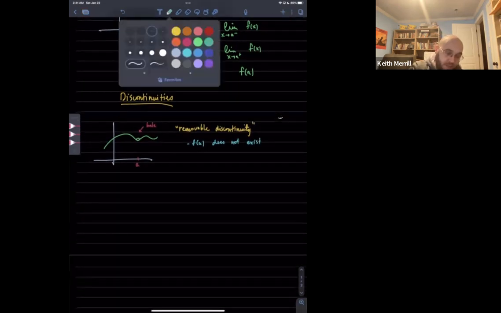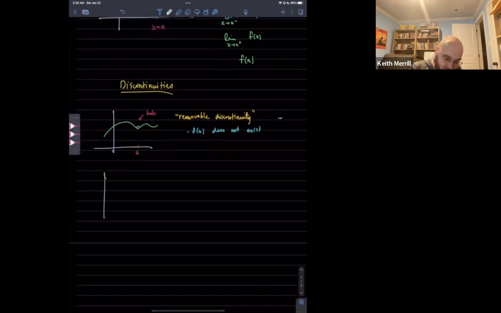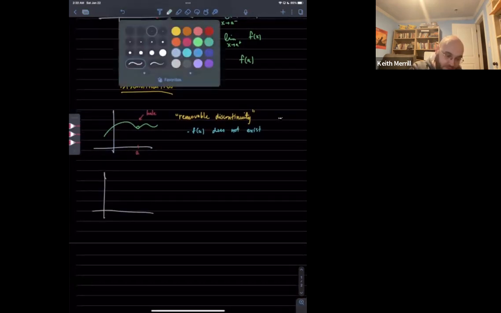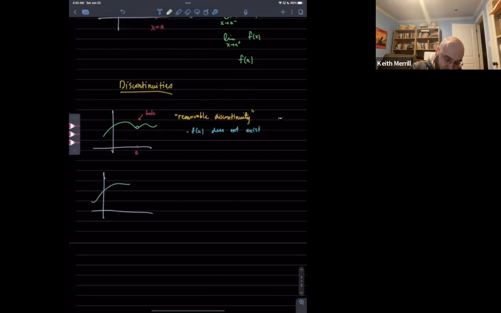Okay, here's a second situation that we could have. Again, we're going to draw a similar graph, except now we're going to have a situation where the graph has a jump. And that is indeed exactly what this type of discontinuity is called. This is called a jump discontinuity. It's called that because the graph jumps.